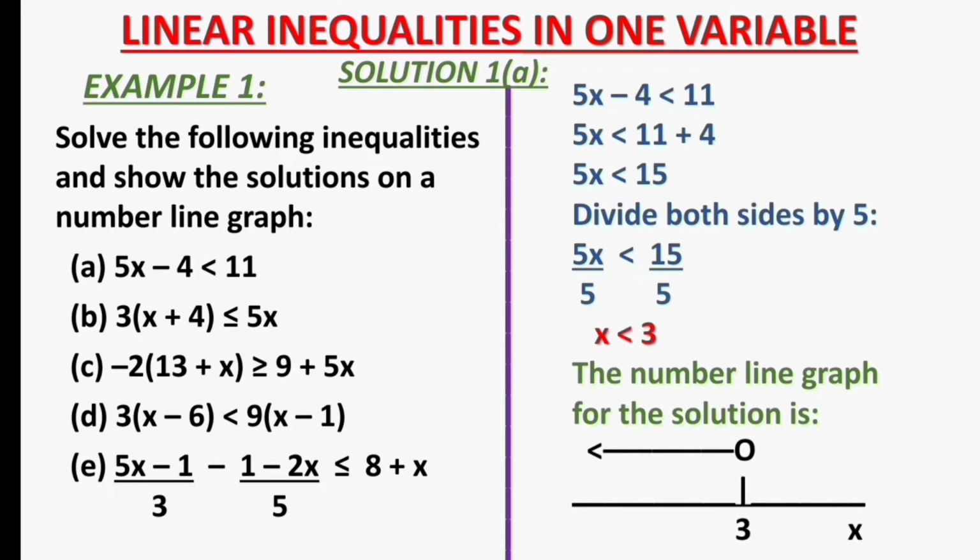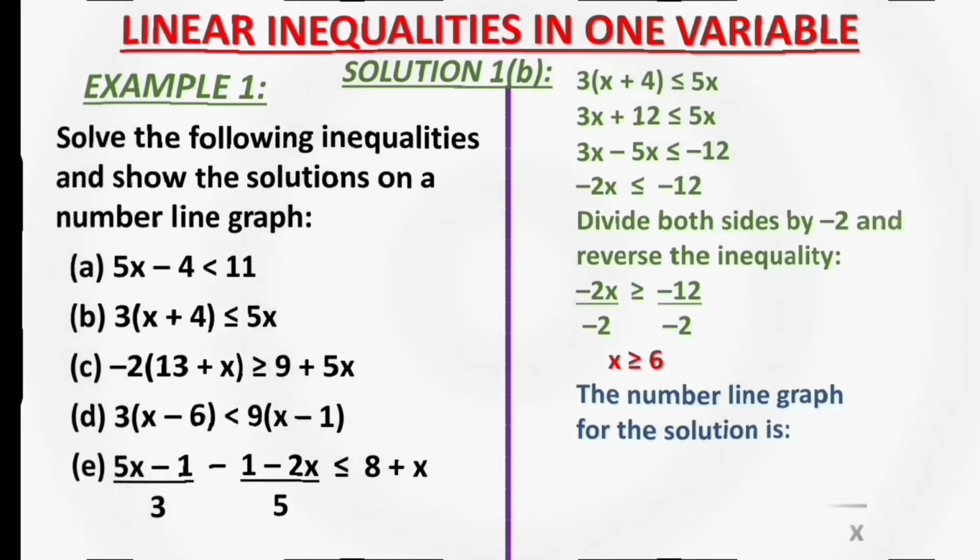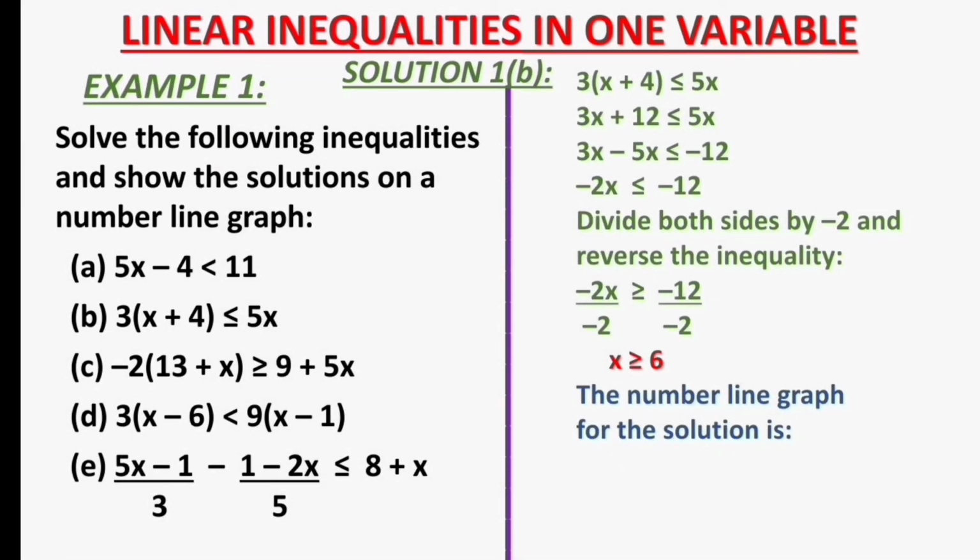Of course, the number line graph for x is less than 3 involves an empty ring on the point 3 and an arrow pointing to the left in the line x. I hope you got the number line graph right. Moving on, let's see the solution to question 1b.